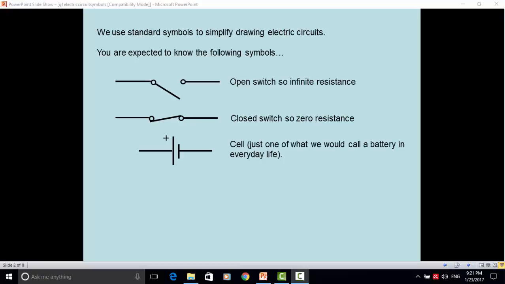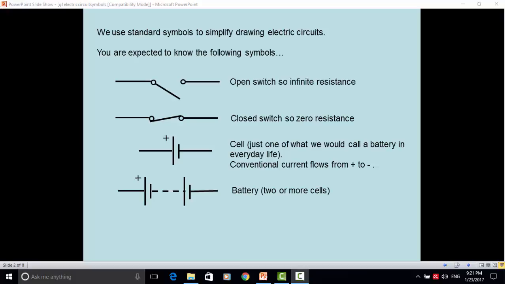This is a cell, just one of what we'd call a battery in everyday life. And conventional current, we say, flows from the positive terminal, the longer arm, to the negative terminal, the shorter arm. This is a battery, which is made up of two or more cells.